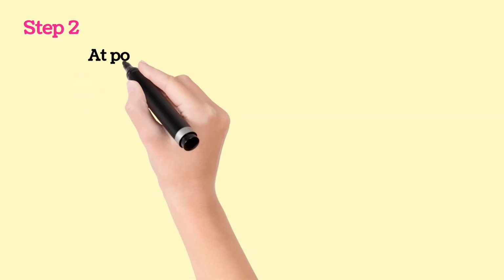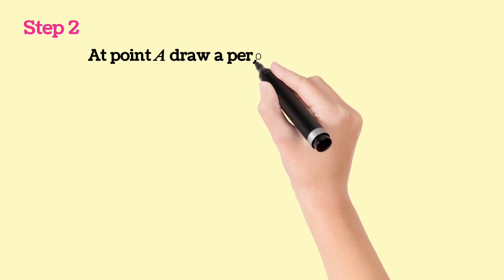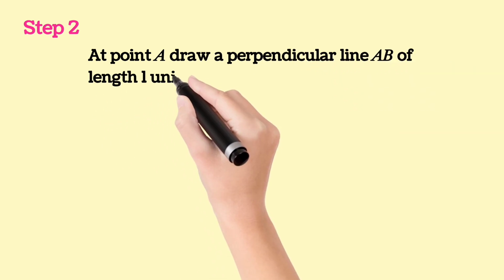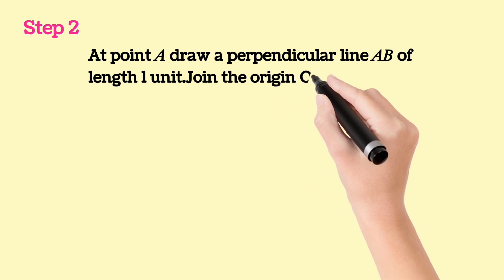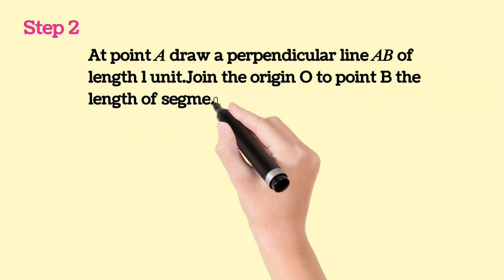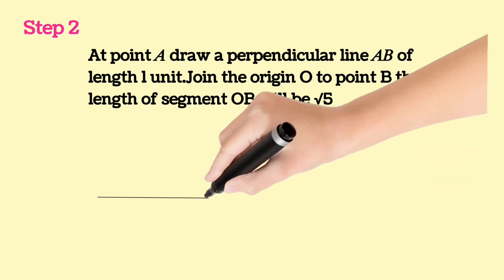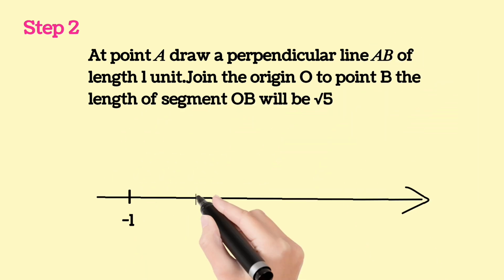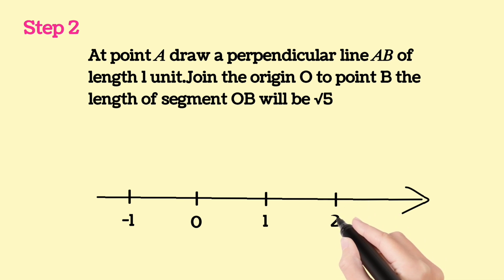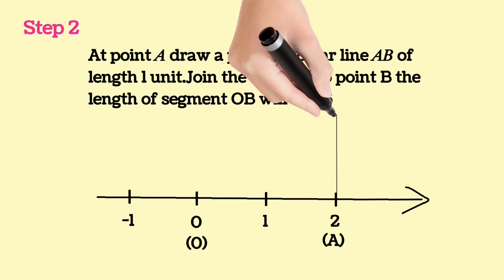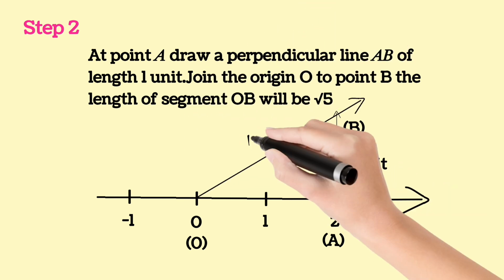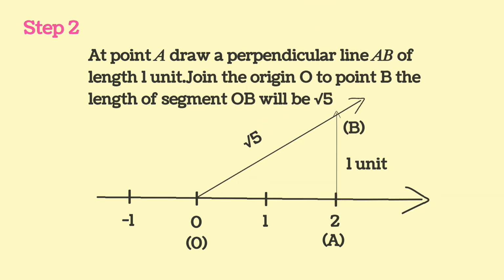Next step, at point A, draw a perpendicular line AB of length 1 unit. Join the origin O to point B. The length of segment OB will be root 5. Now on the line segment that we have drawn, at A, we will draw a perpendicular line of 1 unit. Mark B, join OB. Line OB will be root 5.